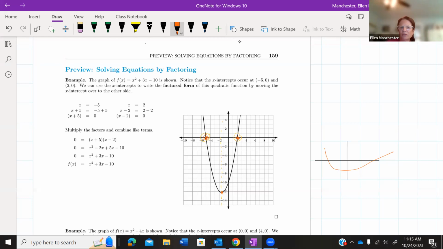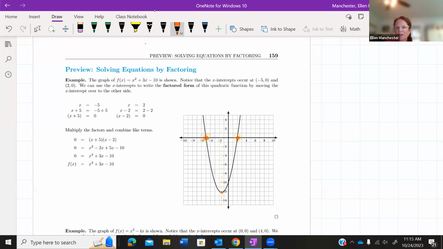So with factoring, this is what we're going for. We're looking for where the parabola crosses the x-axis. That's what we're looking for. In business, those points are called the break-even points. And we'll get more into that when we get into the quadratic function chapter, which is 2.3.